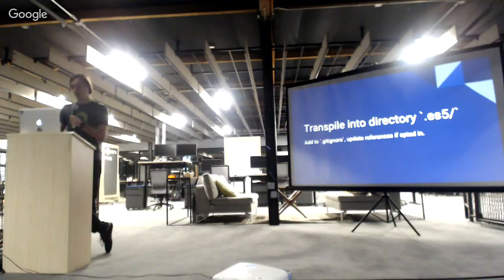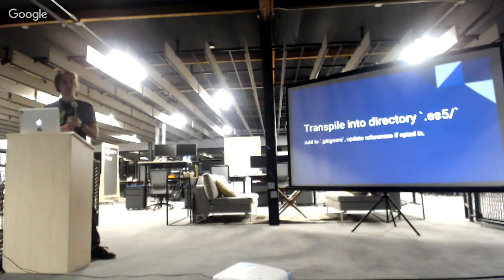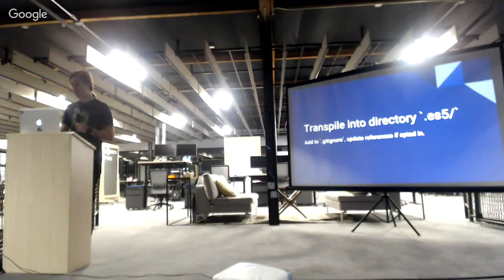And I had it all transpile into a directory called .es5. So that was added to .gitignore, so none of that would be in version control or anything like that. And having it there was nice because we were able to update our paths in the Grunt file to point to the code that was in ES5 if you were opted in, because that's what we wanted to ship out to the browsers.